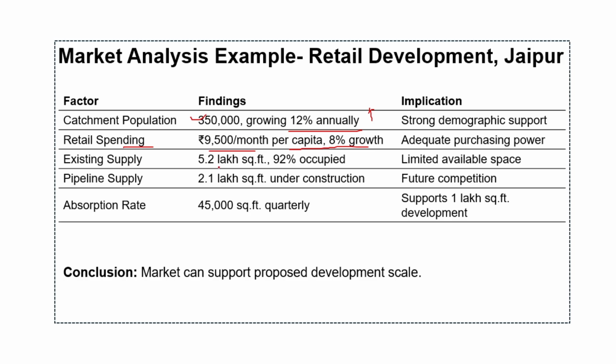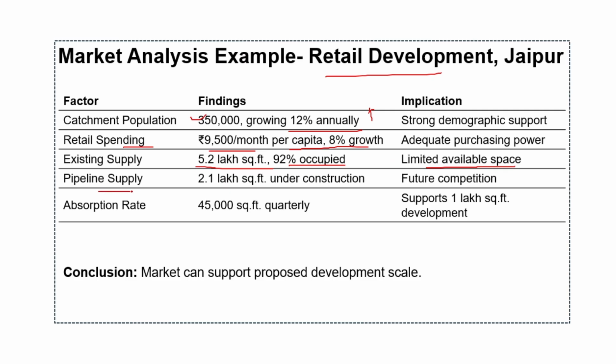Then there is an existing supply of 5.2 lakh square feet. We are talking about retail development, right? So 5.2 lakh square feet, and it is 92% occupied. So the supply is there and 92% is occupied, which means limited available space. So there is still room where we can go with this.